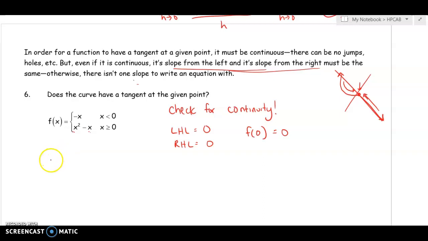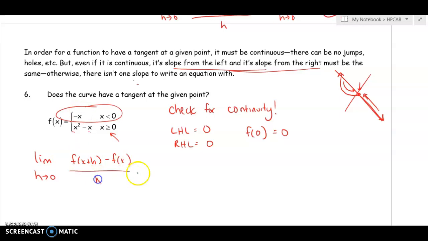But now we need to figure out what the slopes are from either side. So we need to do the limit as h approaches 0 of this piece, and then we're going to do it with this piece. So we have to find the slopes at both of those pieces. So we're going to do the top one, the limit of f of x plus h minus f of x all over h, and we're going to plug some stuff in.